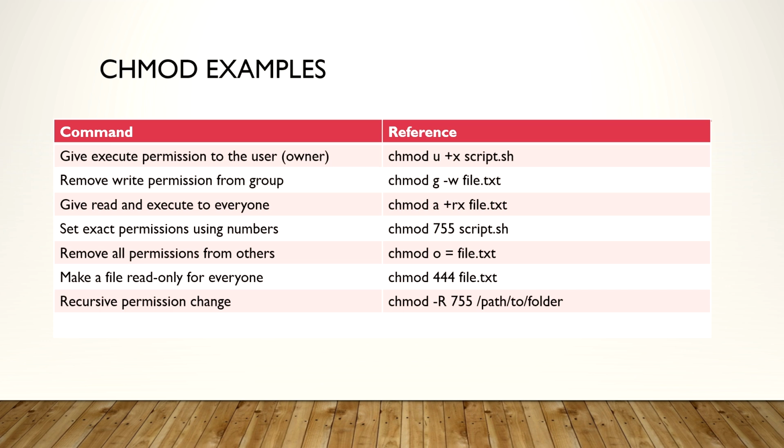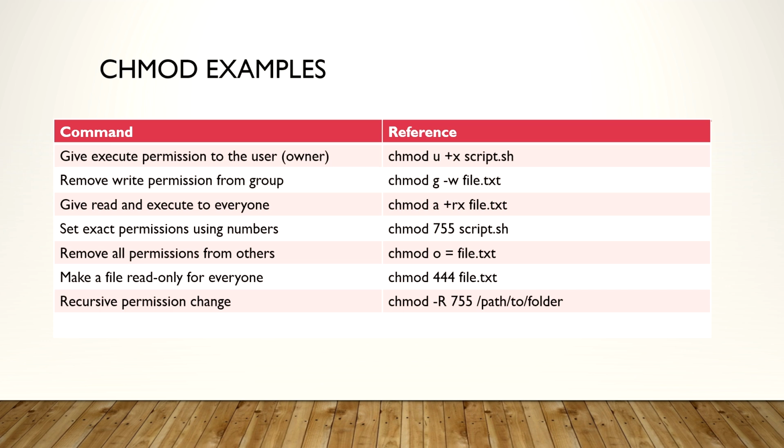Okay, this is a equal to file.txt. So, make a file read only for everyone. We can put chmod 444 file.txt. Read only means 444 file.txt. And now, recursive permission change.